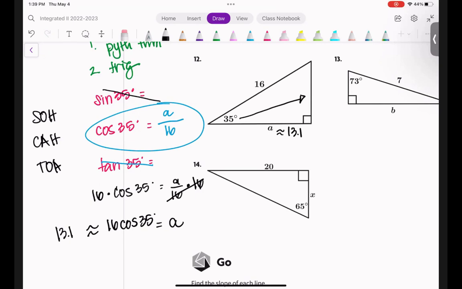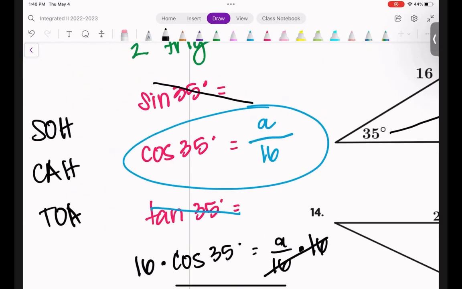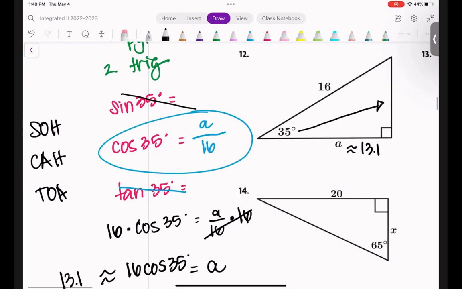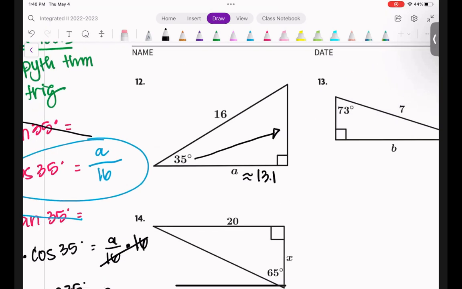So this is how you solve a right triangle. When I say solve a right triangle, it means find the missing pieces. Technically for me, it means to find all the sides and all the angles. The very first thing that I did was choose which one I was going to use between sine, cosine, and tangent. Some of you are going to get so good at this that you don't have to actually write sine, cosine, tangent. You're just going to look at this triangle and be like, oh, A is the adjacent side to 35 degrees and 16 is the hypotenuse.